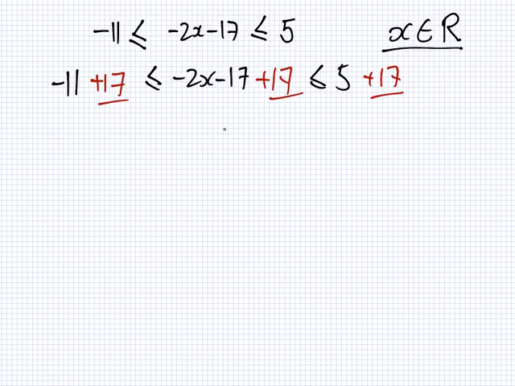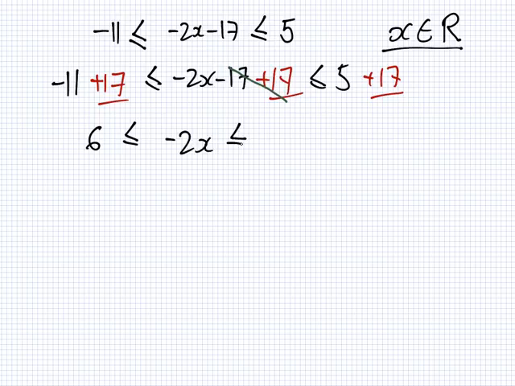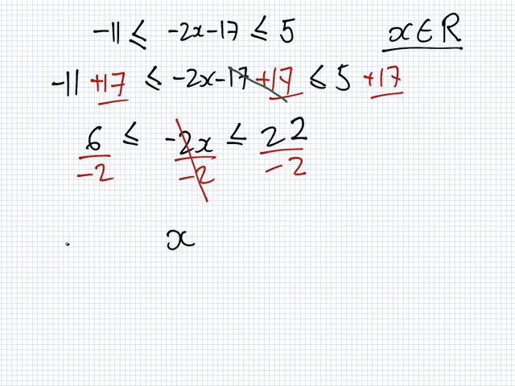How would you know that? Because the reason it's 17 is you want these two to cancel. So now you have 6, minus 2x, and 22. Now, what do you think I would need to do next? Cancel the minus 2. Divide them all by minus 2. Like this. So these cancel. So now you have x. This is minus 3, and this one is minus 11.